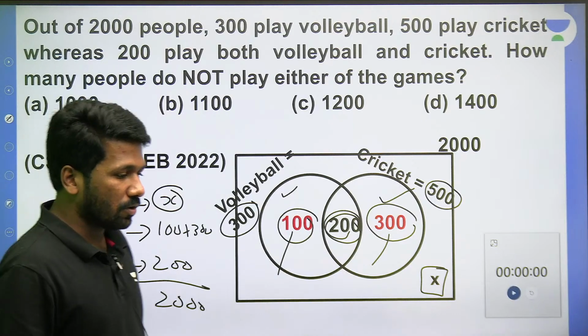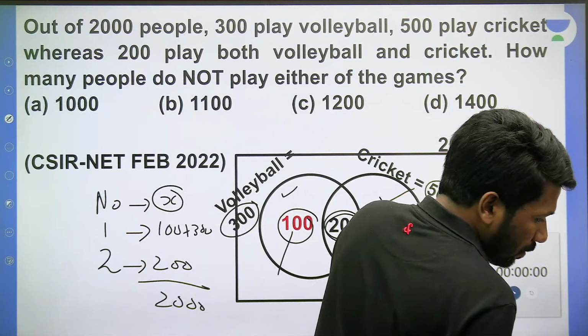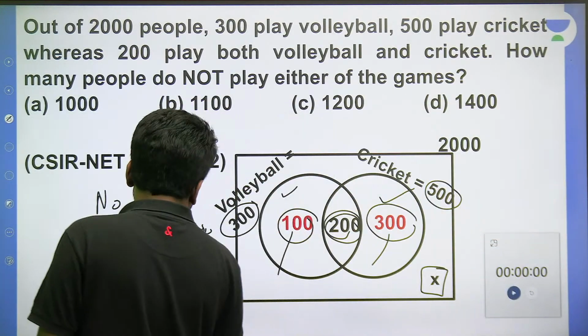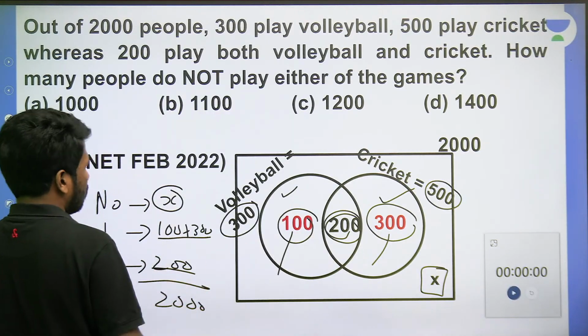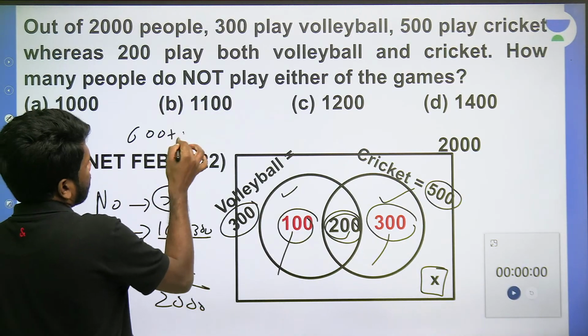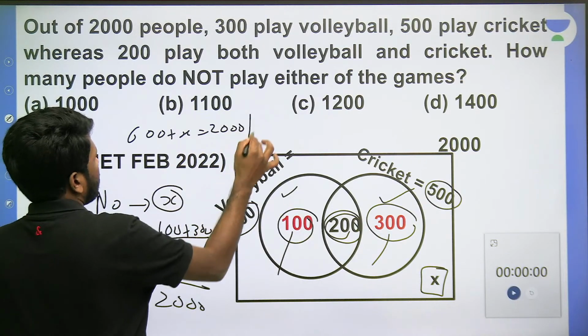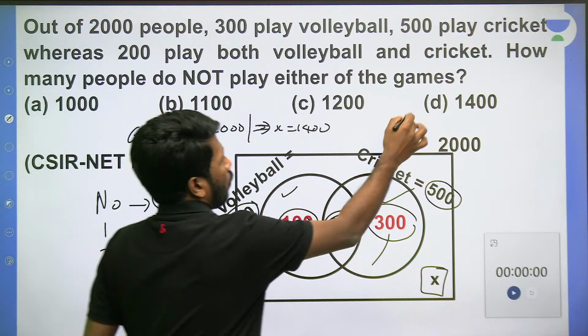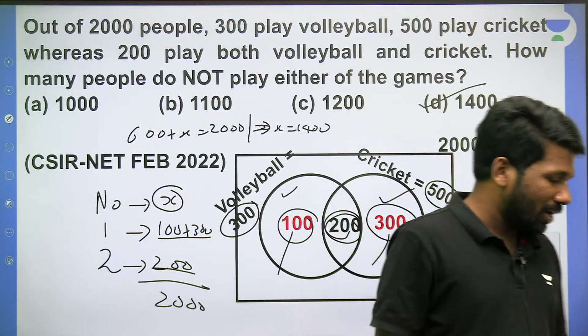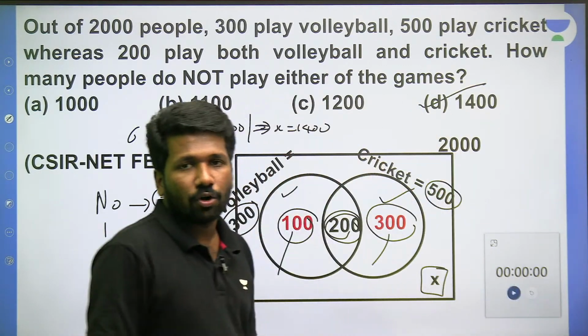Because these three categories of people added, we get the total number of people. So that is 400 plus 200, 600. 600 plus x equal to 2000. That means x is equal to 1400. Option D.